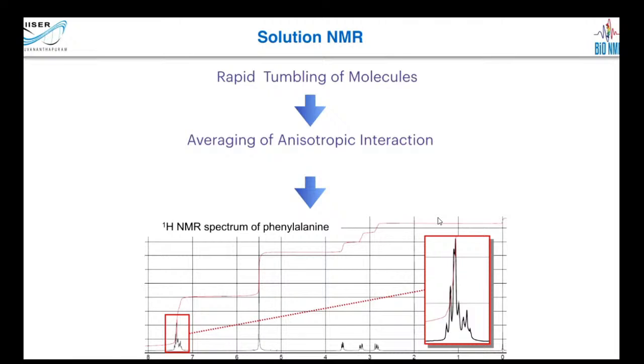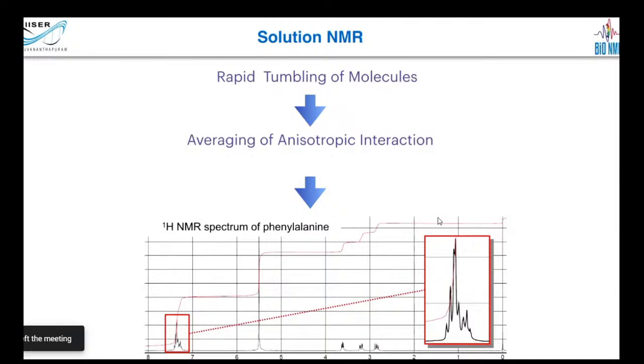Now, the problem with all these interactions is that in solution, thankfully, all of them are averaged out. Why is that? Because the molecules tumble. What is anisotropy? I have to tell you. What is isotropic? Isotropic means that in every direction, in all directions, it has the same interaction. It is like a scalar quantity. It doesn't have any directional dependence.